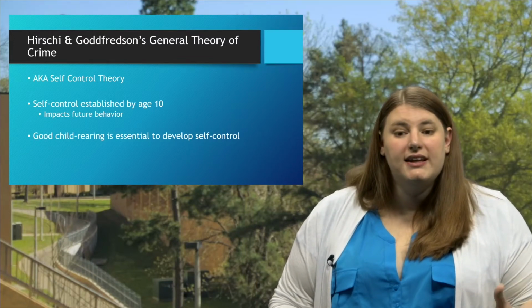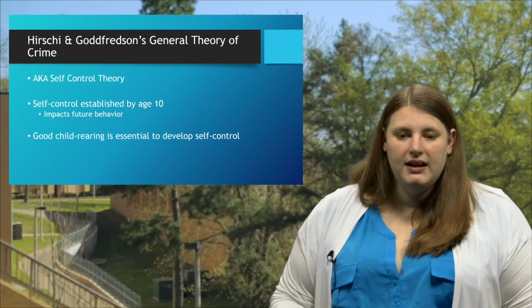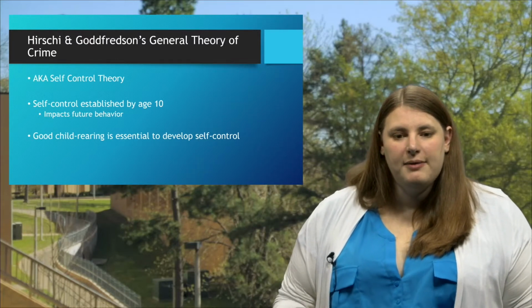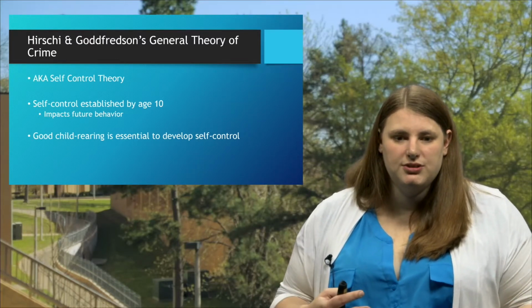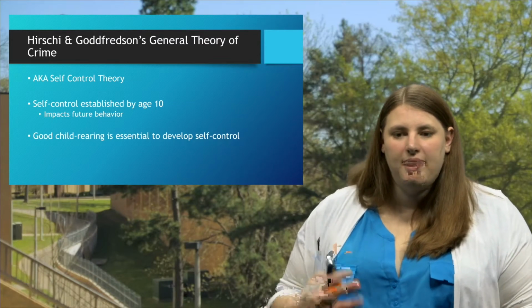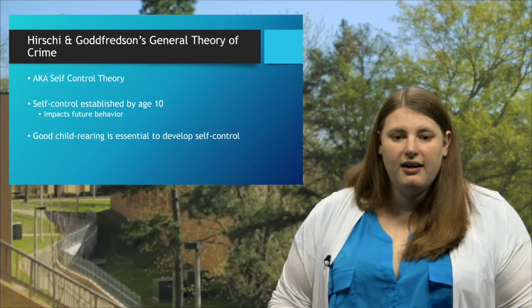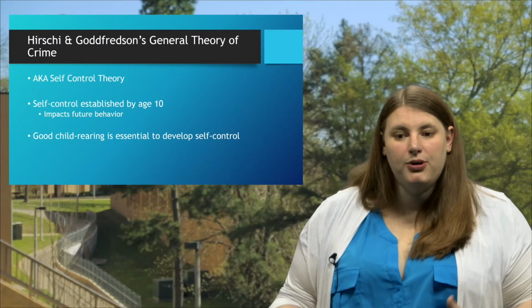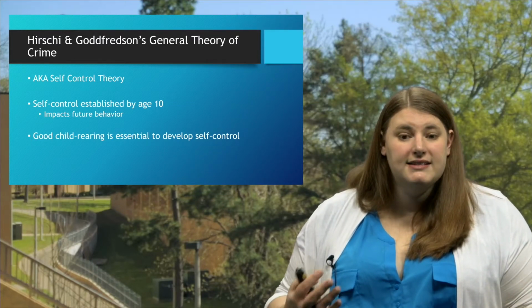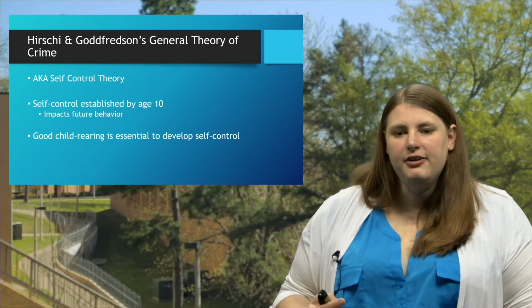Their theory focused on the internal control of an individual. Like Hirschi's social bonding theory, they proposed that social bonds were essential to reducing crime. But instead of the bonds themselves being the direct pathways to affecting behavior, Hirschi and Gottfredson argued that the bonds created a precursor to criminal behavior, self-control. The theory works like this.